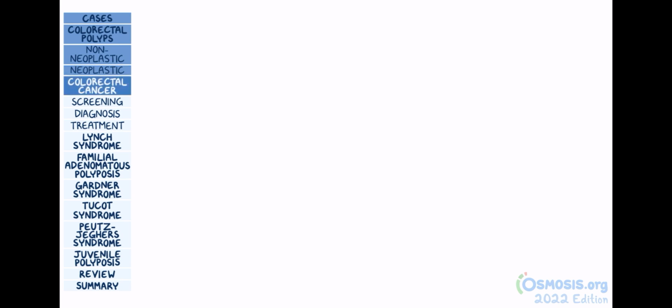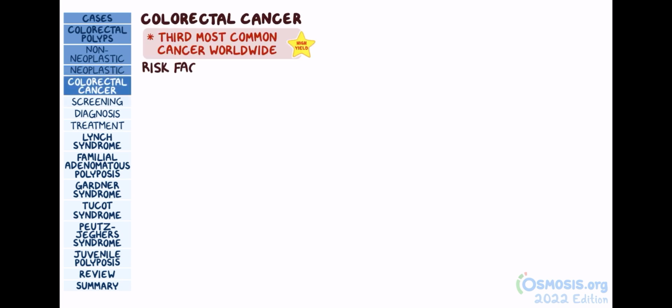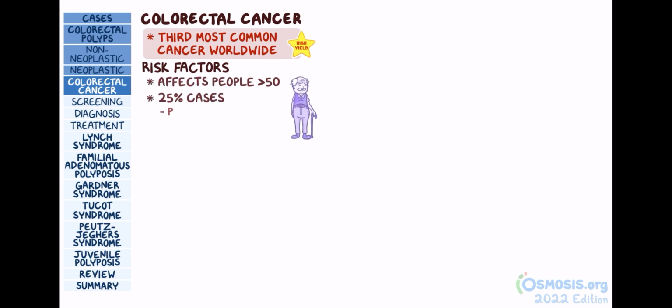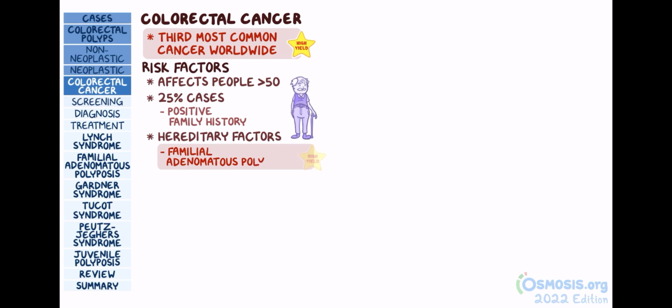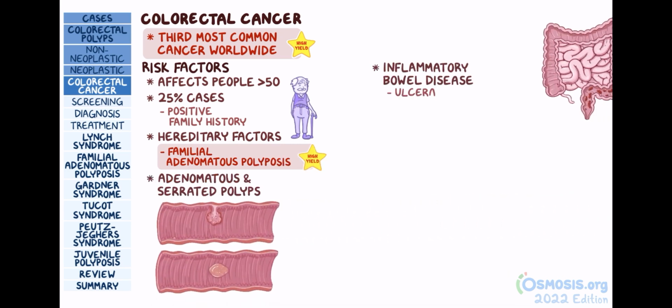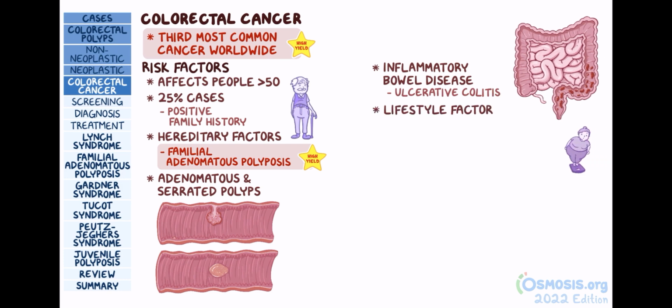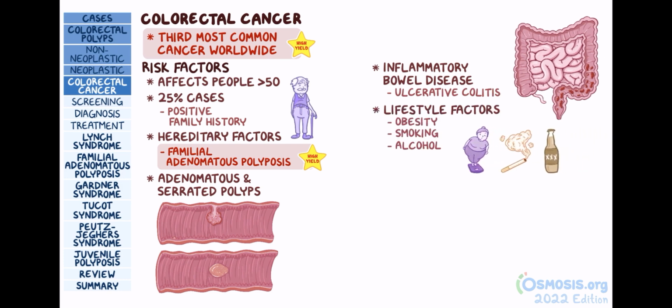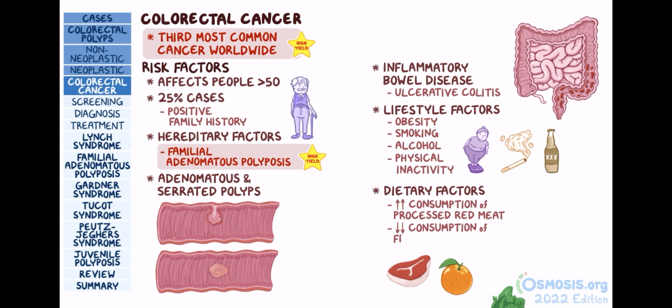After polyps, let's look at colorectal cancer, which is the 3rd most common cancer worldwide. Most commonly, it affects people older than 50 years old, and in 25% of the cases, there's a positive family history. Risk factors for colorectal cancer include hereditary factors like familial adenomatous polyposis, adenomatous and serrated polyps, inflammatory bowel disease like ulcerative colitis, lifestyle factors like obesity, smoking, alcohol, and physical inactivity, and finally dietary factors, which include high consumption of processed red meat and low consumption of fruits and vegetables.